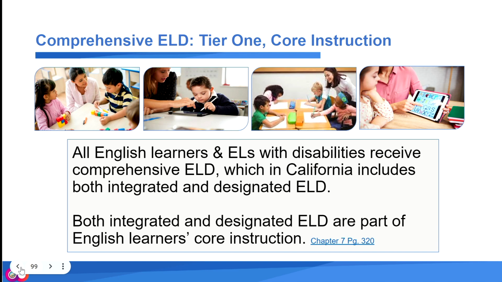Because again, all English learners, including English learners with disabilities, must receive comprehensive ELD, and like Vanessa reminded us, comprehensive ELD is part of Tier 1 core instruction. It is not an intervention, right? Because again, being an English learner is not a qualifying category. It is a federal entitlement of all English learners to receive EL services. In California, it's through comprehensive ELD.